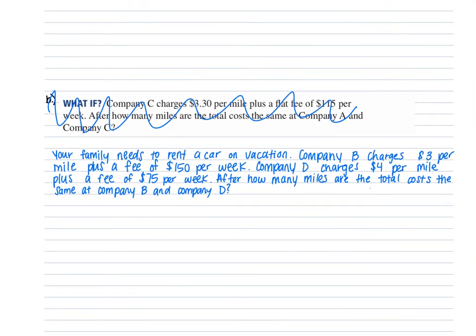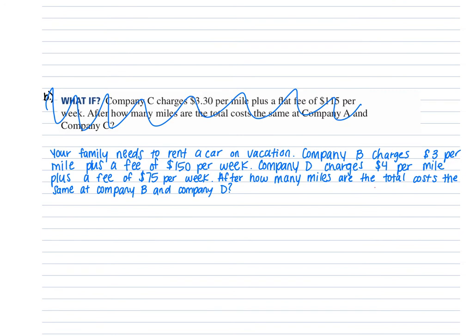So your family needs to rent a car on vacation. Company B charges $3 per mile plus a fee of $150 per week. And Company D charges $4 per mile plus a fee of $75 per week. After how many miles are the total costs the same at Company B and Company D, okay? Now, add in one extra thing. You're only going on vacation for 1 week, okay? I forgot to add that, okay? You're only going on vacation for 1 week.